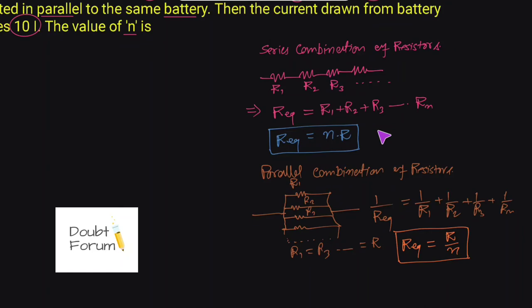From here, one must notice that in series combination, the total resistance is increased by n times, while in parallel, the total resistance is decreased by 1 upon n times. When we connect the resistors in parallel, the equivalent resistance offered by that combination would be less. In series combination, the total resistance would be n times the individual value, only if they are equal in magnitude. Otherwise, this is the formula for different resistors connected in series, and this is the formula for parallel combination.